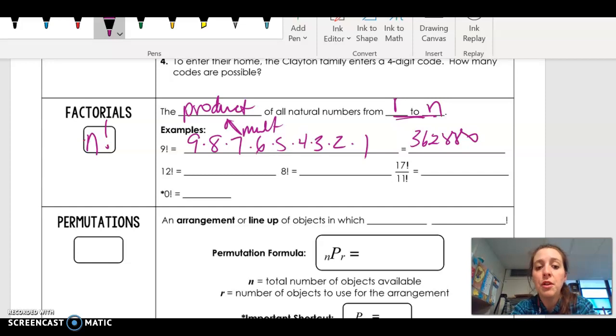Okay, so now I want you to think about these two as well, this 12 factorial and 8 factorial. This is really no different written like this, and we'll see where that's going to come into play in a little bit. We do have one special one, and that's if I have 0 factorial. That's just a special thing that's 1, just kind of like when I take anything to the 0 power, it's 1.